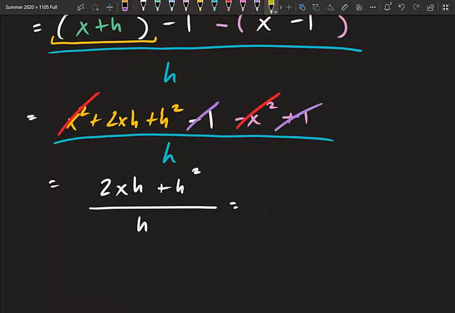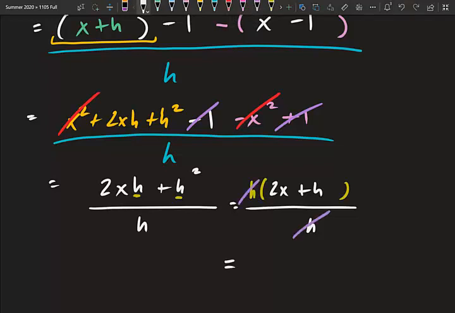Let's see what we can do on top. On top, they have h in common. So we have to keep simplifying. Keep simplifying means factor, combine like terms, stuff like that. So we're going to take the h out, and when we do, we're left with 2x plus h all over h. Since there are no pluses and minuses right there, we're allowed to cancel out those h's. So our final answer is 2x plus h.